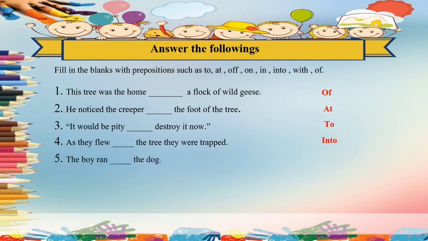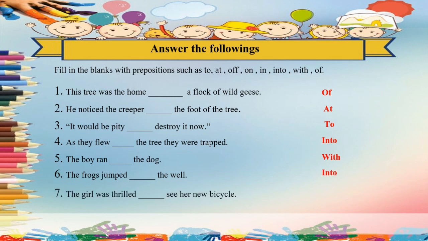Number 5. The boy ran with the dog. Number 6. The frog jumped into the well. Number 7. The girl was thrilled to see her new bicycle. So you can do some more exercises.